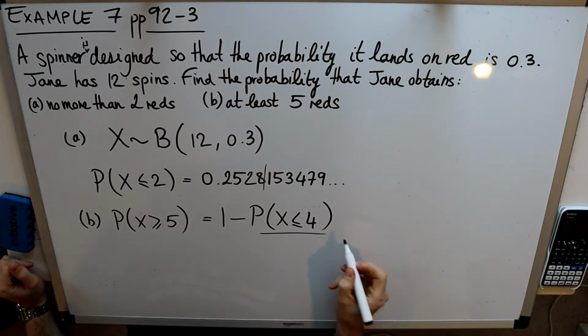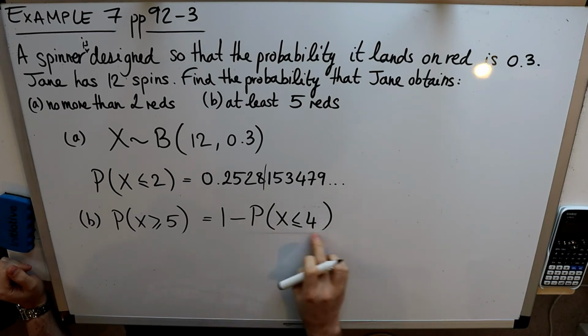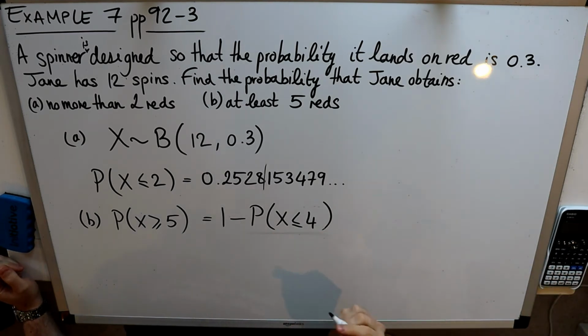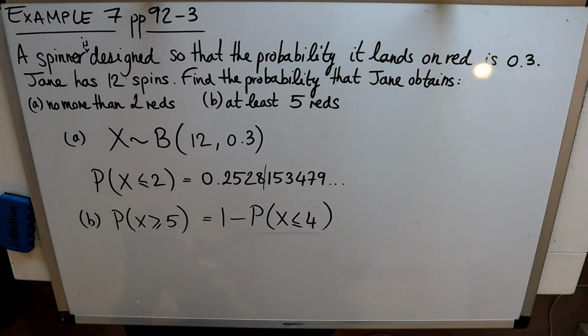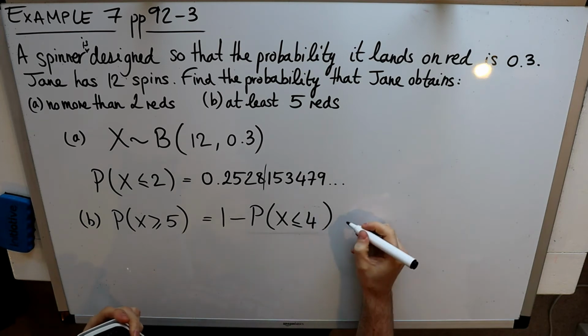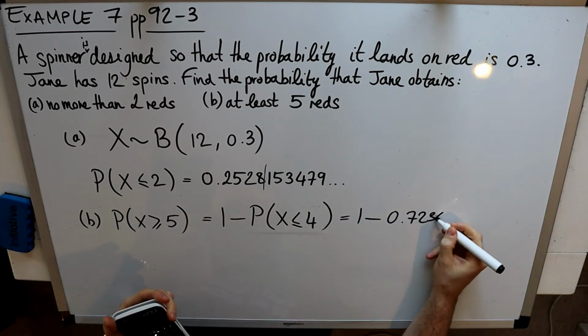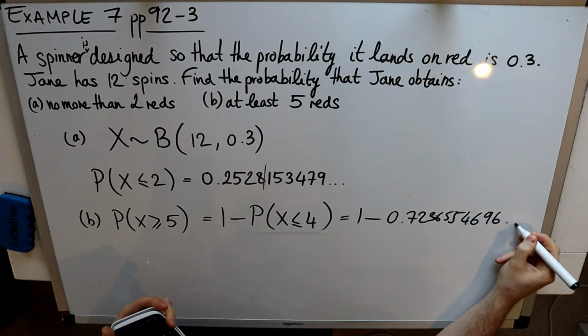And this number is something that I can actually either look up in the tables or actually use my calculator for. So what I would actually do, I mean, if you really want to show your working, which is always a good idea, you again could use the calculator or the tables and say now x is equal to 4. What you're looking at is 1 minus 0.7236554696, blah blah blah.